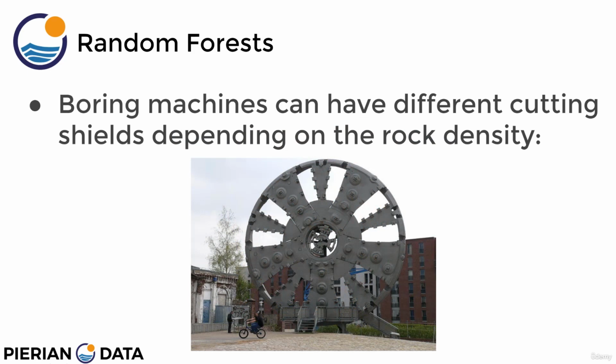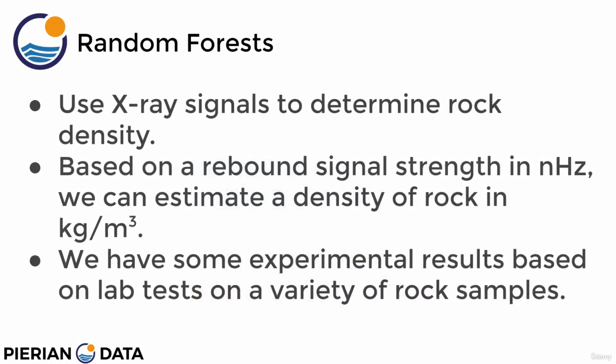And boring machines can have different cutting shields depending on the rock density. So we're going to imagine that in our particular case, there may be a situation where we want to actually change out the cutting shield depending on what type of rock we're actually digging or boring into. So in order to do this, we can use X-ray signals to determine rock density. And based on the rebound signal strength in nanohertz, we can estimate a density in the rock in kilograms per meters cubed. Now, we have some experimental results based on lab tests on a variety of rock samples.